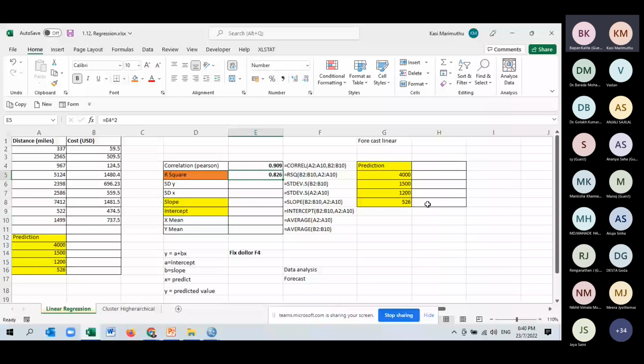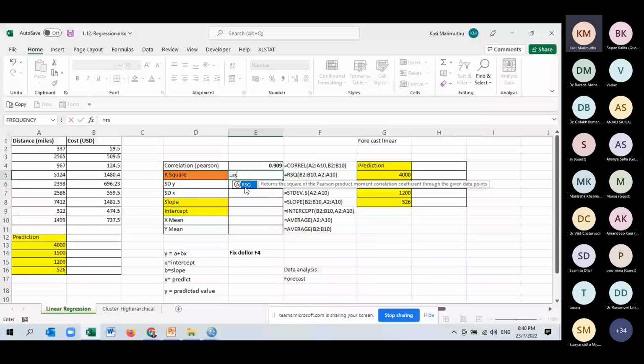You can also go for RSQ otherwise. R square value, RSQ. Double click, equal to RSQ. In this, you need to provide your dependent variable and the independent variable. So this is our dependent variable, B2 colon B10, and this is the independent variable, A2 to A10. So this is your R square value, meaning 82.6% of the variance you see in the cost can be explained by the distance.